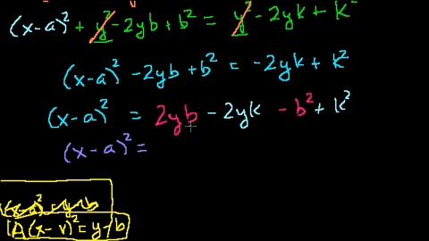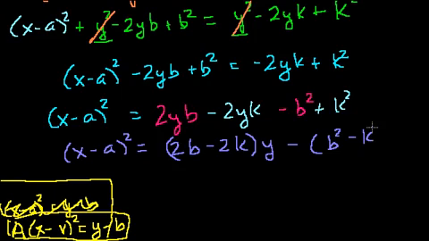So we get x minus a squared is equal to, let's see, if we factor out a y first, we get 2b minus 2k times y. And then I want to make it minus some constant. So this is one constant squared plus another constant. So I could make this equal to minus b squared minus k squared, right? If I expand this minus out, you would get minus b squared plus k squared. So this is the same thing right there. And let's see, can I factor out?